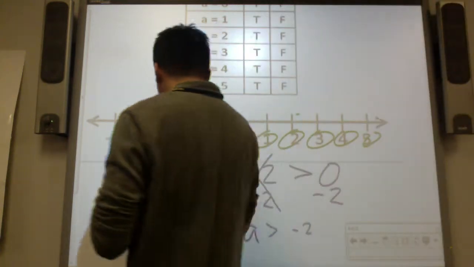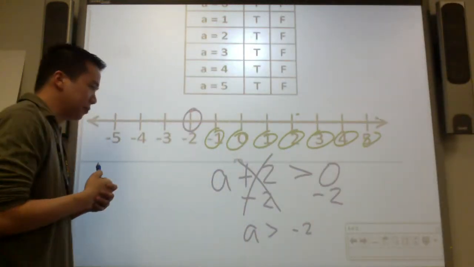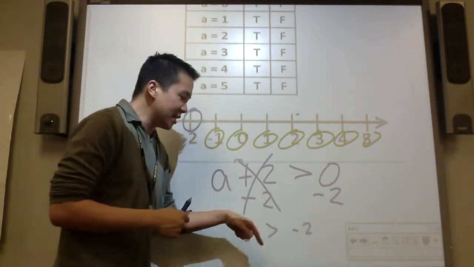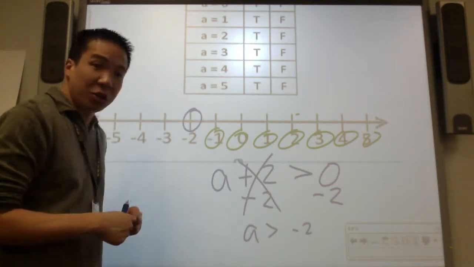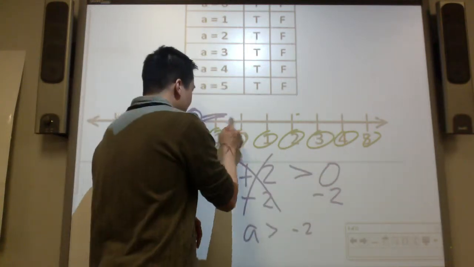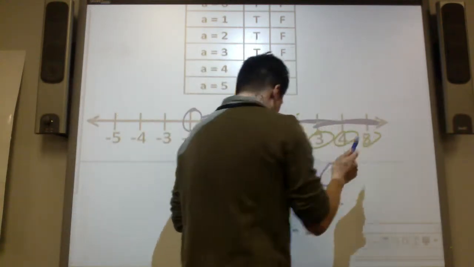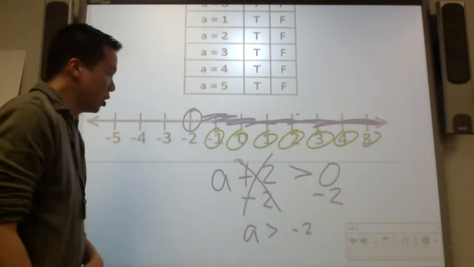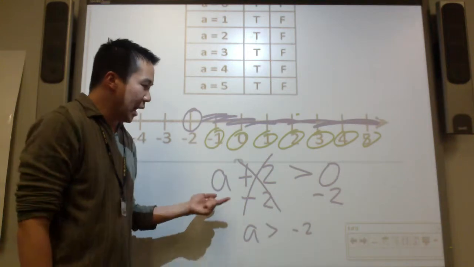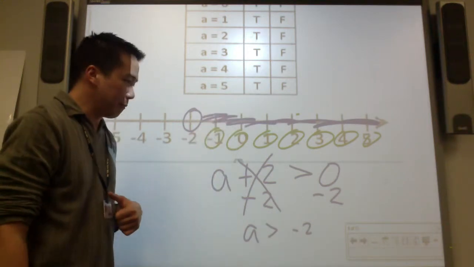So I go to negative 2. I circle it. Is it an open dot or closed dot? It is an open dot because they're not including it. And do you see how all these were true? I shade to the right. And from here, I shade to the right. So what I did is I solved for a, and then I graphed the inequality.